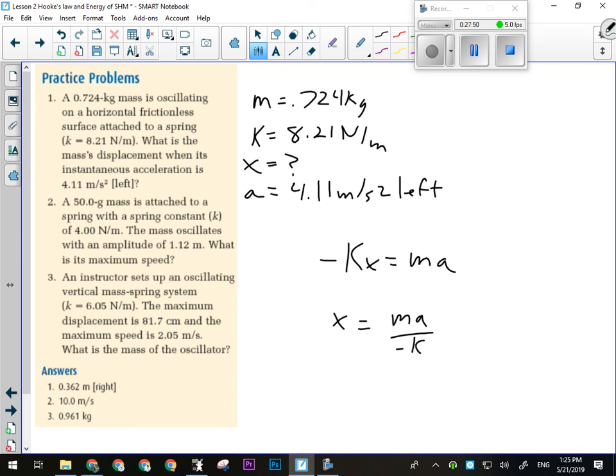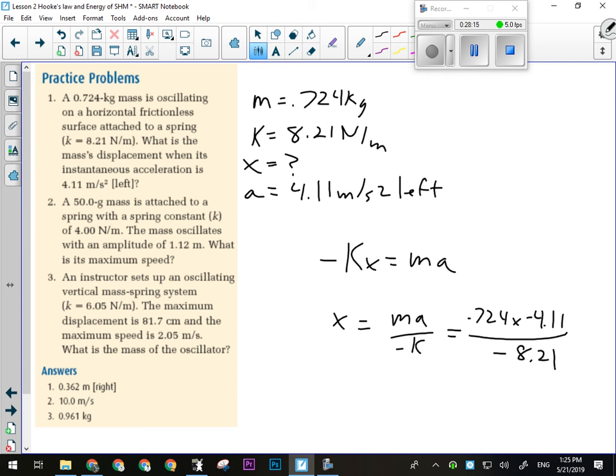Everybody all right with that? Okay, so I am going to say that left is negative. I'm just going to establish that as negative. So I'm going to plug in my numbers here. It's going to be 0.724 times negative 4.11, because I said left would be negative, and then I'm going to divide by negative k, which was 8.21.